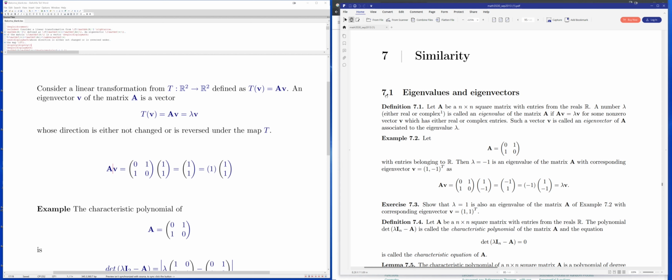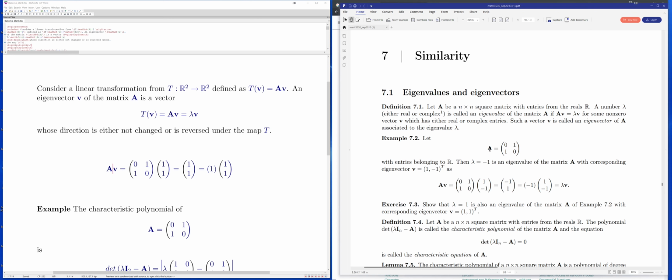Okay, so we want to look at eigenvalues and eigenvectors of a square matrix. If I have, for example, a 2 by 2 matrix A, I'm using this as an example: the matrix 0, 1, 1, 0.